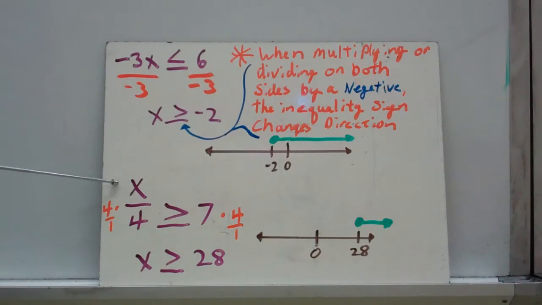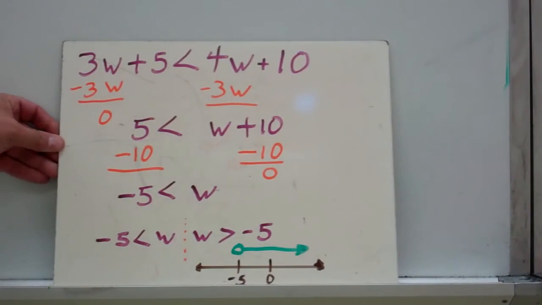On the bottom here, we have x divided by 4 is greater than or equal to 7. To get rid of the fraction, we multiply by 4 over 1 on both sides, and we're left with x is greater than or equal to 28. Now notice here, although I did multiply, there was no negative that I was multiplying by on both sides, so the inequality symbol did not change directions. And when we go graph it, we start at 28. It is a greater than or equal to, it is a closed circle, so any number 28 or larger will work for that. We can also work with some complex inequalities.